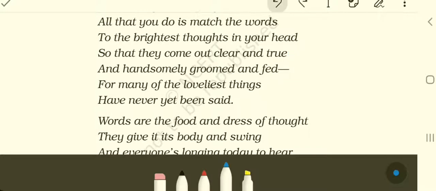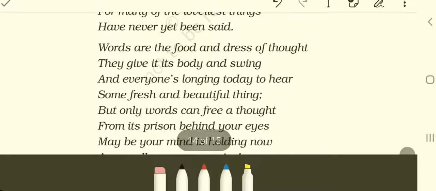So in the following stanza, what does he have to say? Words are the food and dress of thought. They give it its body and swing. And everyone's longing today to hear some fresh and beautiful thing. We said thought, abstract thinking. Words are nothing but food and dress of thought. If you have a thought in your mind and if you have great vocabulary to go with it, it's like giving a befitting cloth to that thought so that it is looked at and appreciated by almost everyone.